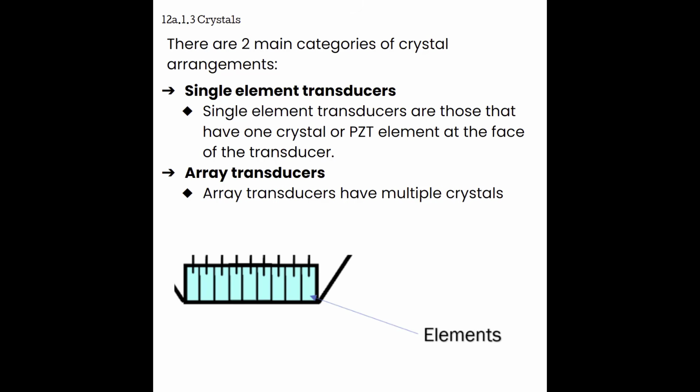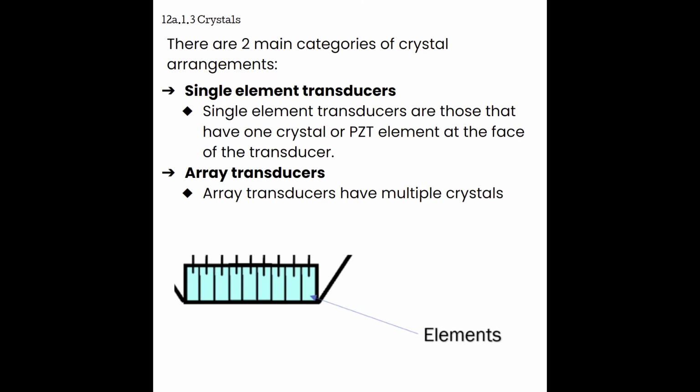Our next term then is crystals. Remember that crystals are the PZT elements, so sometimes we refer to them as ceramic, PZT, elements, crystals, all mean the same thing. But now we are interested in how the crystals are arranged on the transducer face. We can have single element transducers, which is mostly what we've been talking about up until this point, where we have one single element on the face of the transducer creating the sound beam.